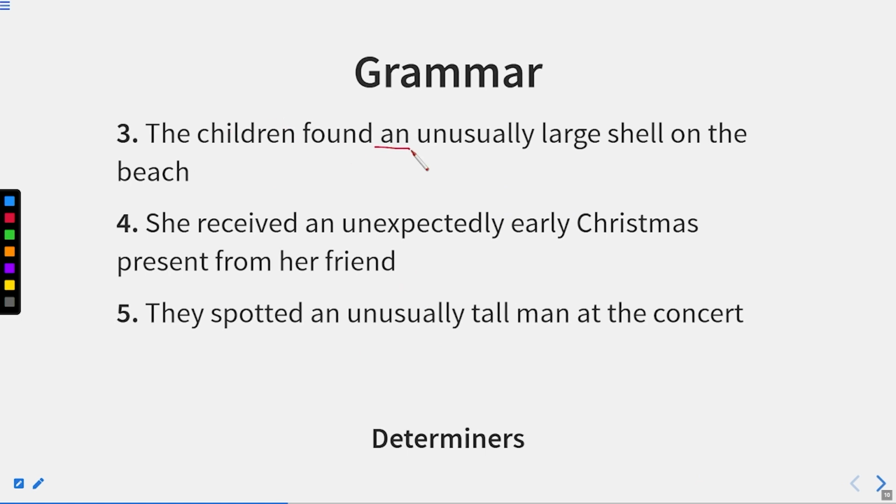The children found an unusually large shell on the beach. Now unusually large shell, we can see shell is a noun, large is an adjective, and unusually is an adverb, so we are using an before it because unusually begins with a vowel sound. She received an unexpectedly early Christmas. Now again, Christmas is noun, early is an adjective, unexpectedly is adverb, and we are using indefinite article before it. And it is used according to the word unexpectedly, which is beginning with a vowel sound.